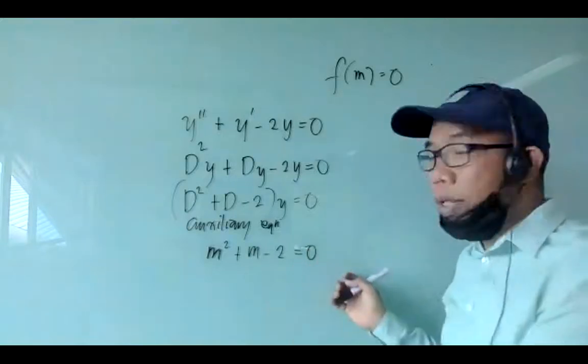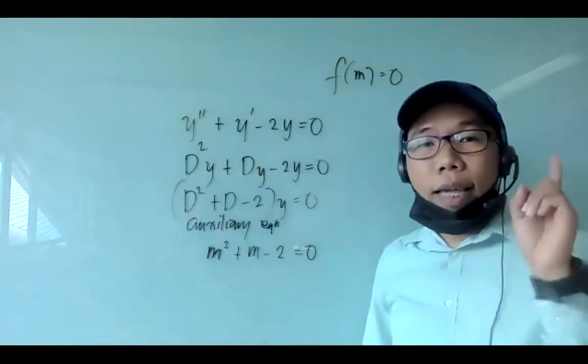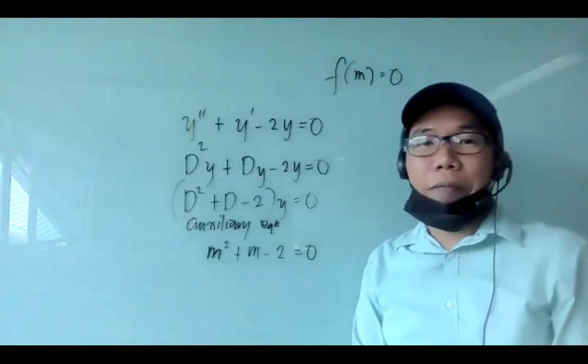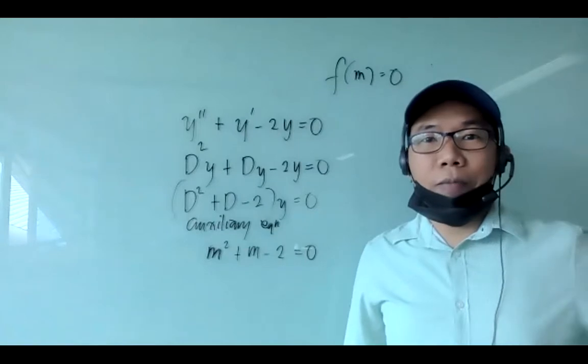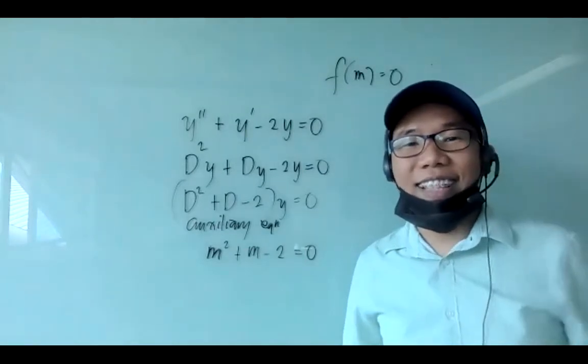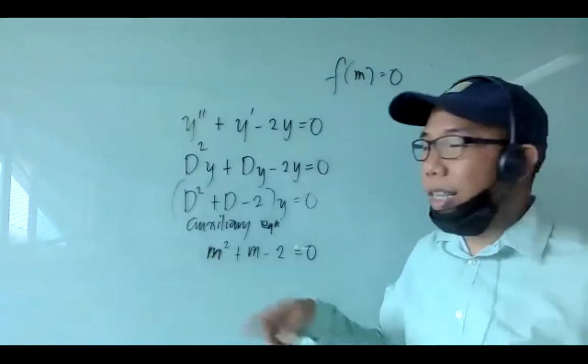Okay, now ano yung gagawin natin? We are going to find for the roots. M squared. Ilan yung roots na in-expect natin? Dalawa, sir. There are two roots, di ba? Kasi m squared. Ganun yung idea.